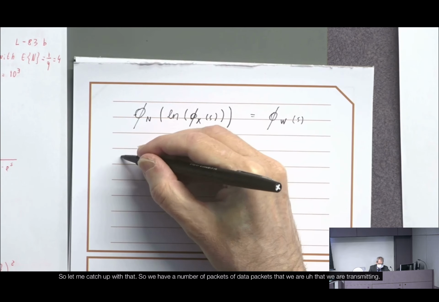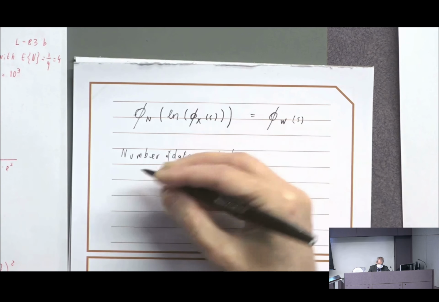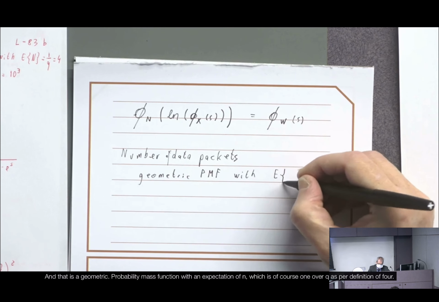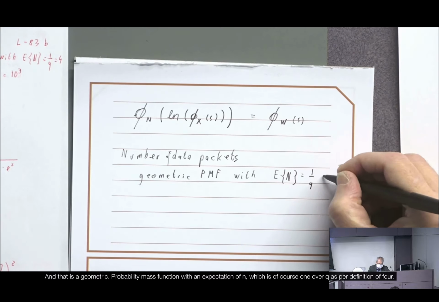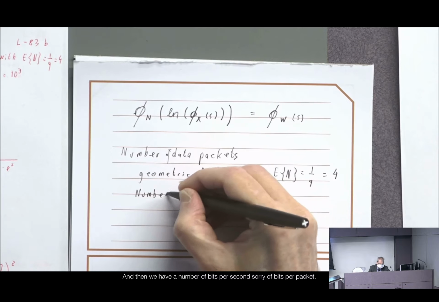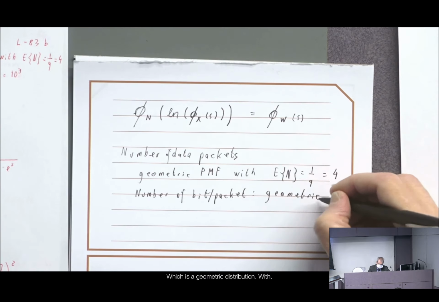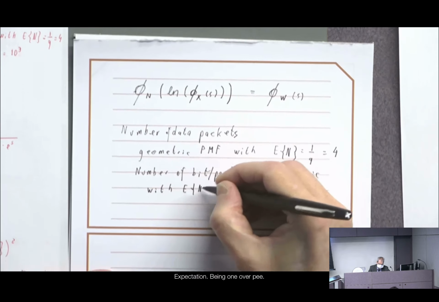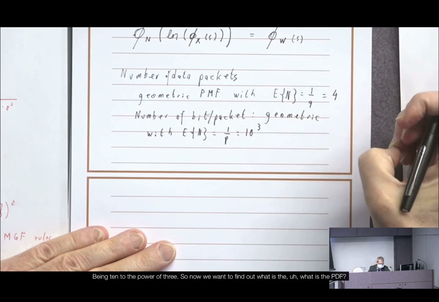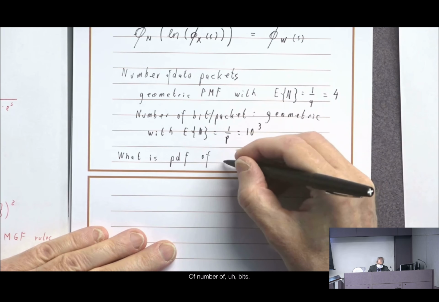So we have a number of data packets that we're transmitting, and that is a geometric probability mass function with an expectation of N, which is of course 1 over q as per definition, of 4. So let's just say the number of packets per second that is being transmitted. And then we have a number of bits per packet, which is a geometric distribution with expectation being 1 over p being 10 to the power 3. So now we want to find out what is the PDF of the number of bits.